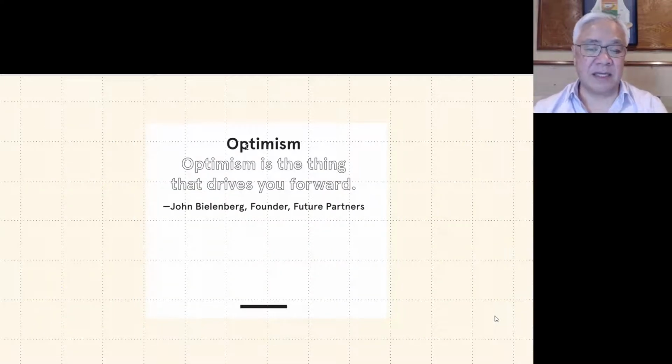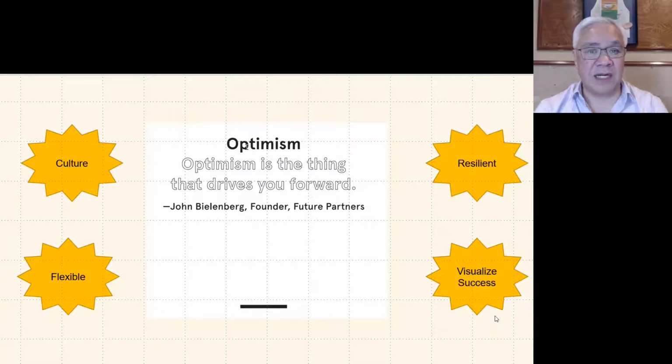Optimism. Optimism is the thing that drives you forward. This is from John Bielenberg, founder of Future Partners. That's a common attribute of a lot of people, not just entrepreneurs. A lot of people are optimistic, right? We like to see that in people, and it's part of the culture. So you're creating that in the culture, or you want to show that. Optimism also pairs with resilience so that when you do have a setback, you bounce back. So you could be optimistic, have a setback, and bounce back. That goes along with optimism.